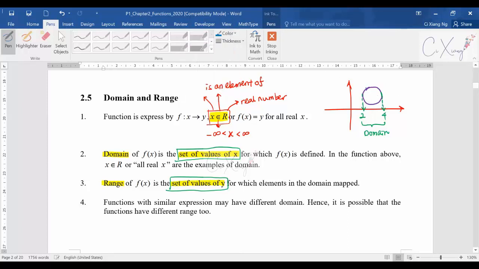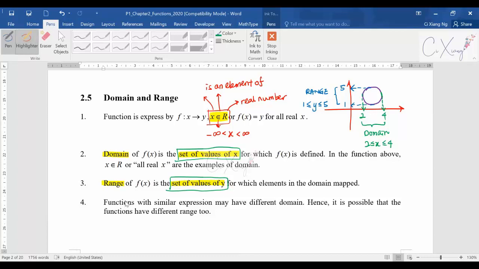The same thing happens here. If you have a circle as your function, then for the range you need to look at the highest part of your graph. The highest value of the graph is maybe 5, and the lowest they label as 1. So this is the range: y is between 1 and 5. For the x value just now, you write x is between 2 and 4. This green part we call the domain, and the blue part we call the range.